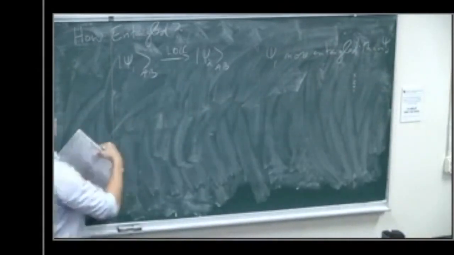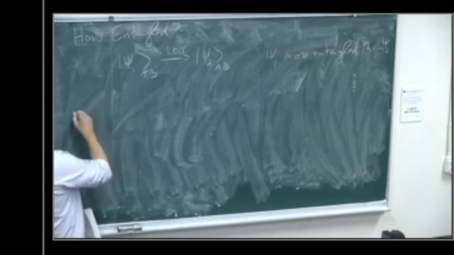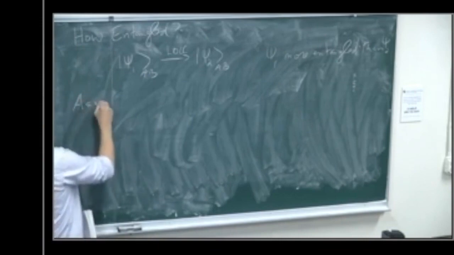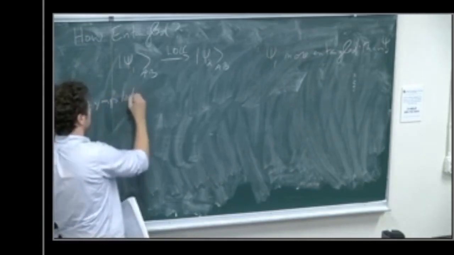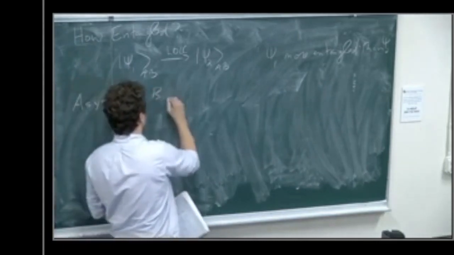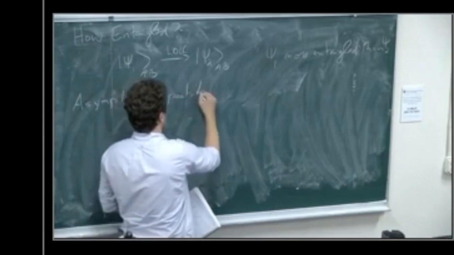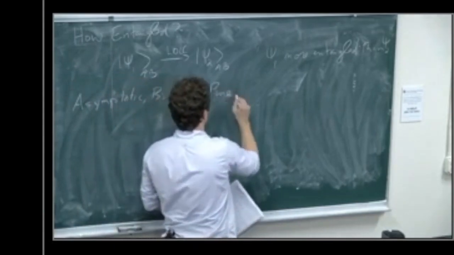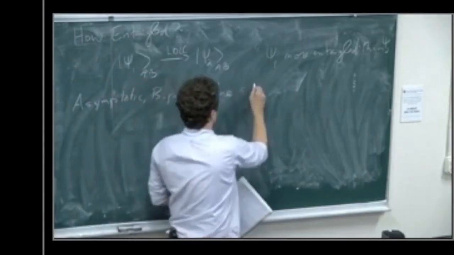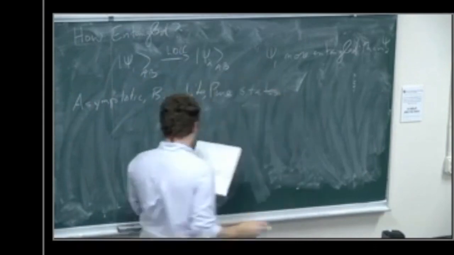It's not the case that you can always do this given two states, so it's like a partial ordering, but actually, we actually know how to solve this question of quantifying entanglement in the following situation: asymptotic, bipartite, pure states. What do I mean by asymptotic?